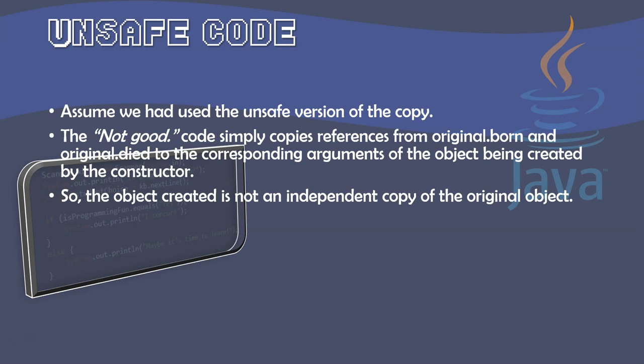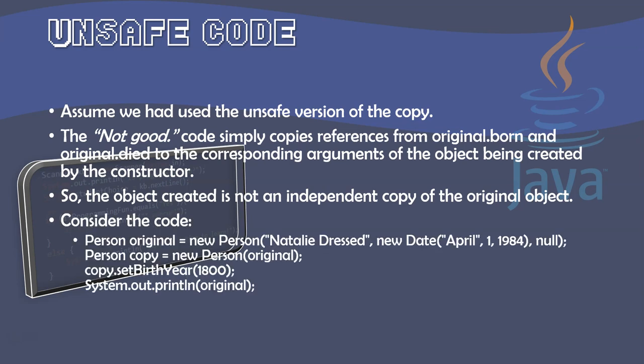So the object being created is actually not an independent copy of the original object because it's referencing those things. It's not making a copy of them. It's referencing those original parameters. So if we look at this code: Person original = new Person("Adam", new Date(April 1st, 1984), null); Person copy = new Person(original); copy.setBirth(1800); System.out.println(original). The output would be Adam, April 1st, 1800. And you might be looking at this like, wait a minute, we're printing out the original, but notice we changed the birth year of the copy.